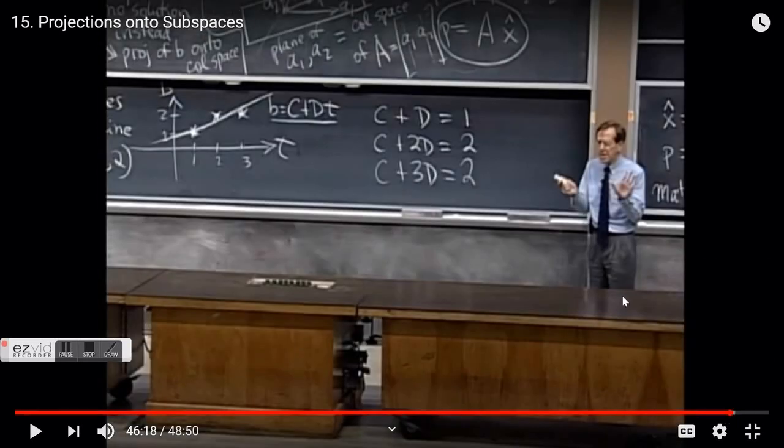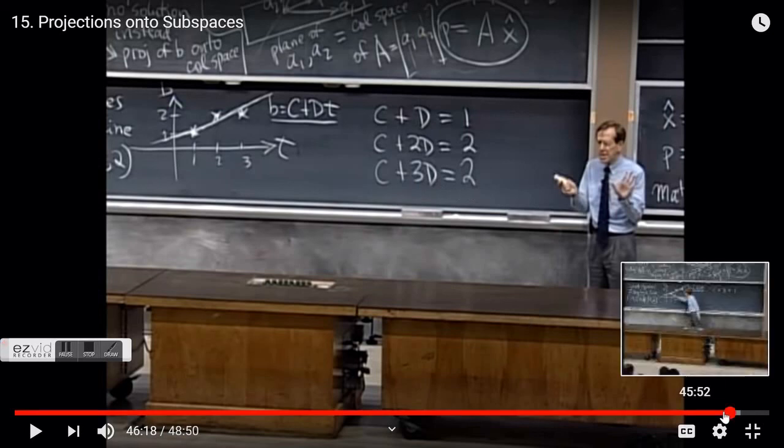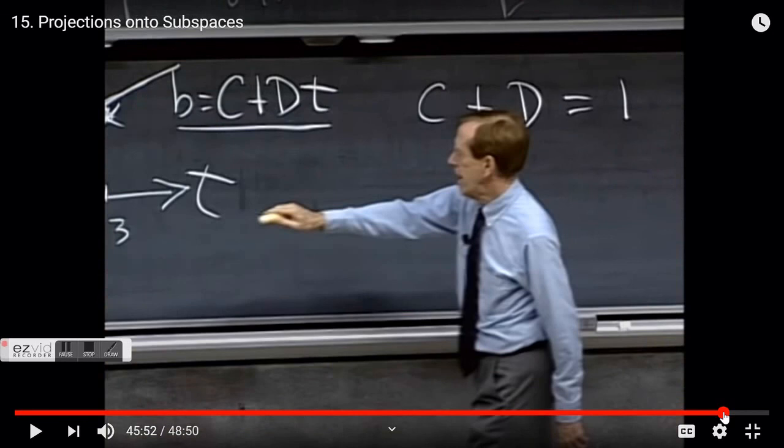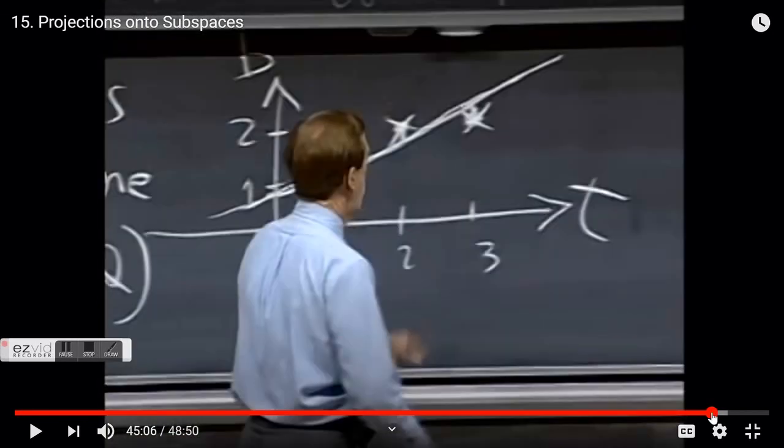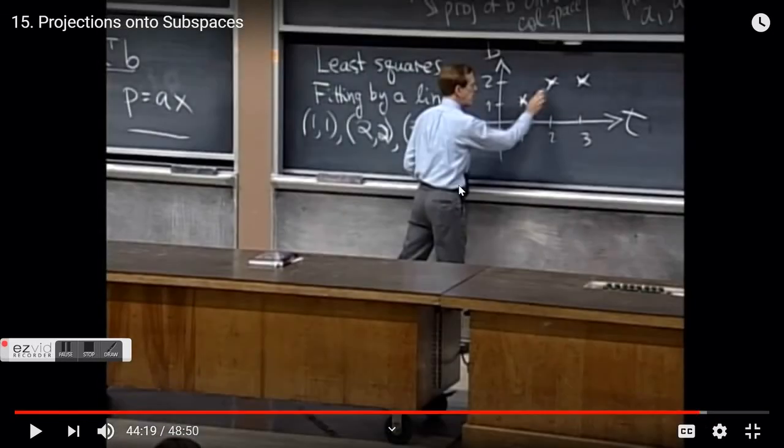Let us say our equations are c plus dt equal to 1 for the first equation, c plus 2d equal to 2 for the second, and c plus 3d equal to 2 for the third equation. So you have these 3 points. Let me show you their coordinates. The first point is (1, 1), the second is (2, 2), and the third is (3, 2). So these are the three coordinates, and we want to fit a line through these 3 points.